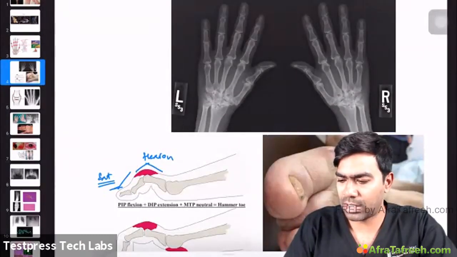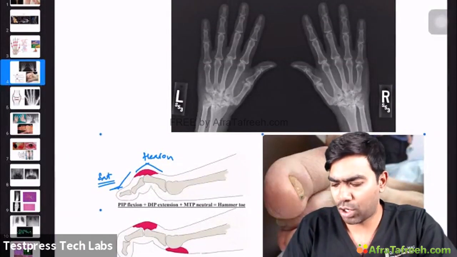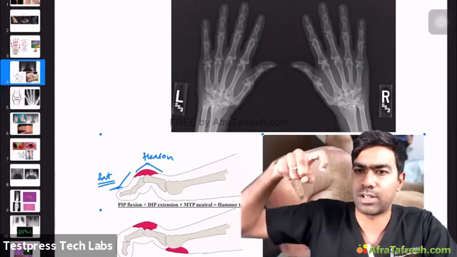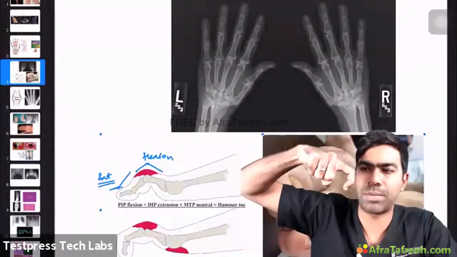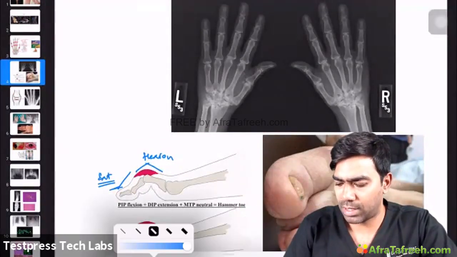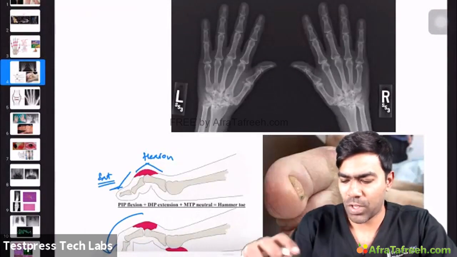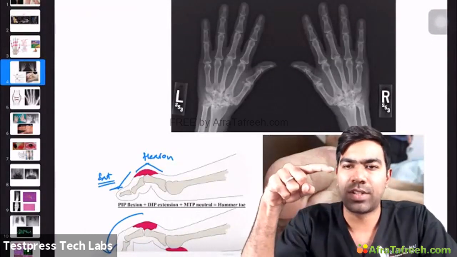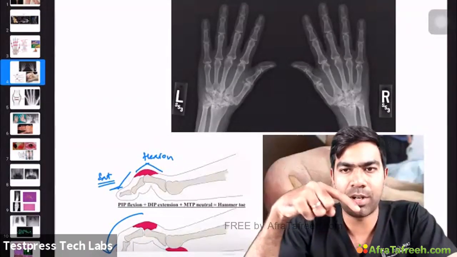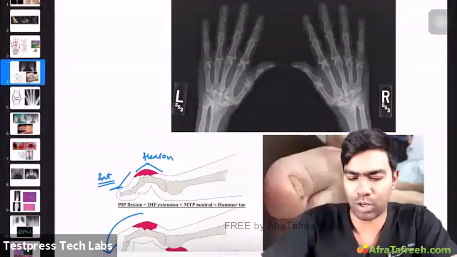And after this, you can see this kind of claw toe also. In the claw toe, the PIP and DIP both will be in flexion so that they will bend down like a claw. So DIP and PIP both will be in flexion. So that is basically a claw toe. So PIP flexion with DIP extension is like a hammer that hits the floor. That's why it's called a hammer toe. And both flexed, they'll become like a claw. That's the basic idea of a claw toe.